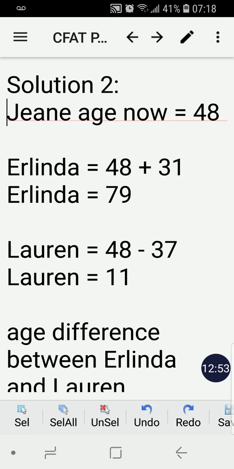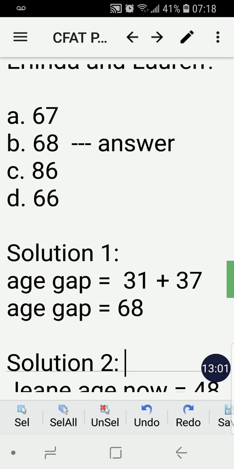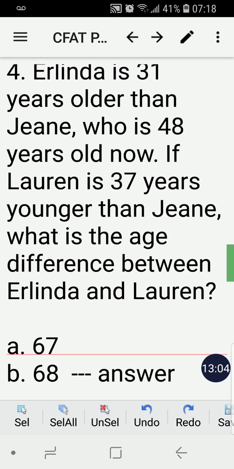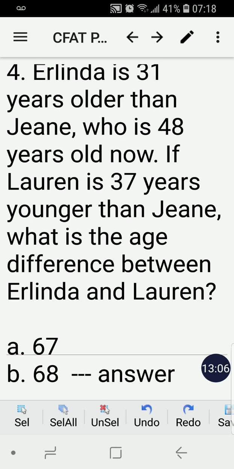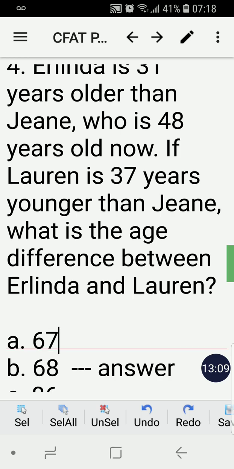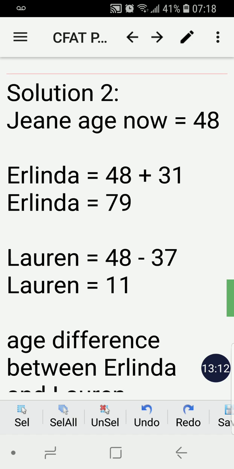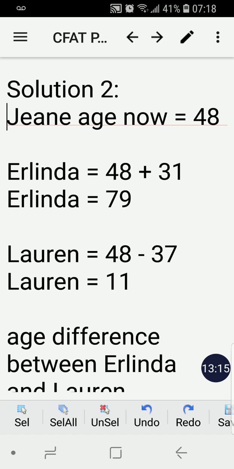So solution number 2, we got Jean's age now is 48. That is a given, and we know that Erlinda is the oldest of the three, and she is older by 31 years than Jean. So then we get Erlinda's age is equal to 48 plus 31, 48 being the age of Jean now, and 31 the years that Erlinda is older. So we get 48 plus 31, we get 79.